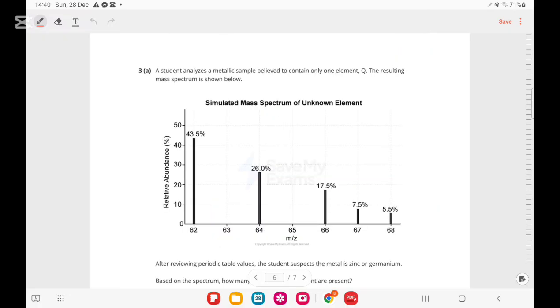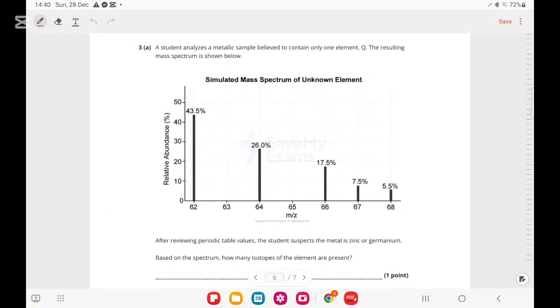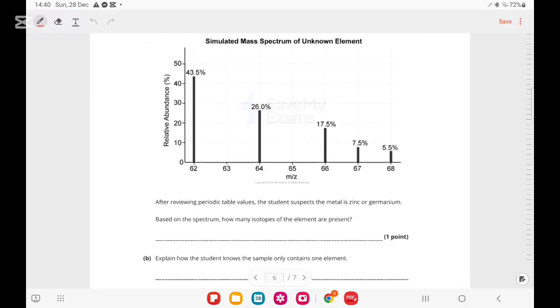So now we have a question. A student analyzed a metallic sample believed to contain only one element Q. The resulting mass spectrum is shown below. Based on the spectrum, how many isotopes of the element are present? So we have 1, 2, 3, 4, 5. So there are 5 peaks, that means there are 5 isotopes.